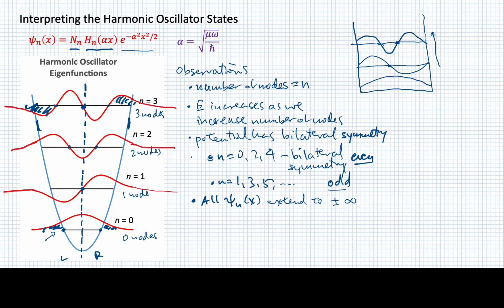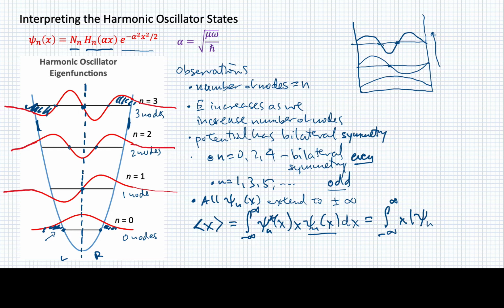Now, one last thing I'd like to point out. If we were to look at, for example, the average value of the position of a particle in a harmonic oscillator, we would be constructing an integral that would look something like this. We would go from minus infinity to infinity, with psi n star of x, x, psi n of x dx. Okay, but x doesn't change this function the way the momentum operator might. So in fact, this is just equal to x times the square magnitude of the wave function dx.